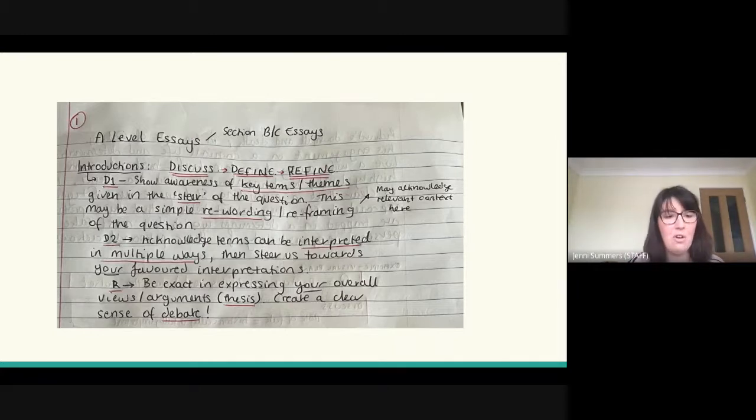Briefly, though. All right. Getting much deeper. Second D, our define, is really important. This is all about acknowledging the fact that words clearly have lots of different interpretations. You might look at a couple of different ones, but then steer us very clearly towards your favored interpretation.